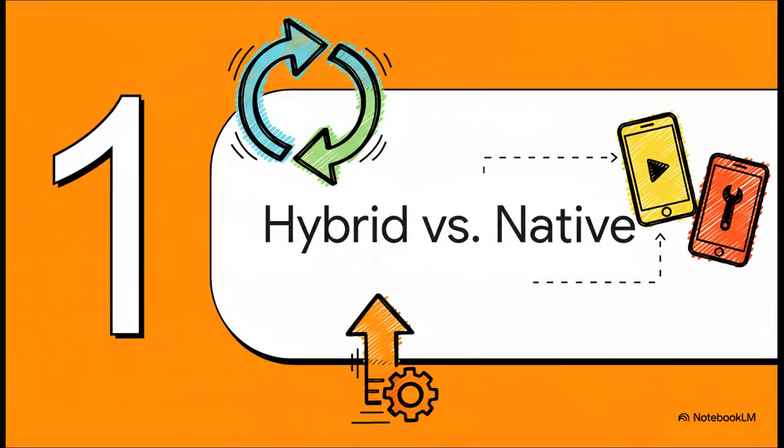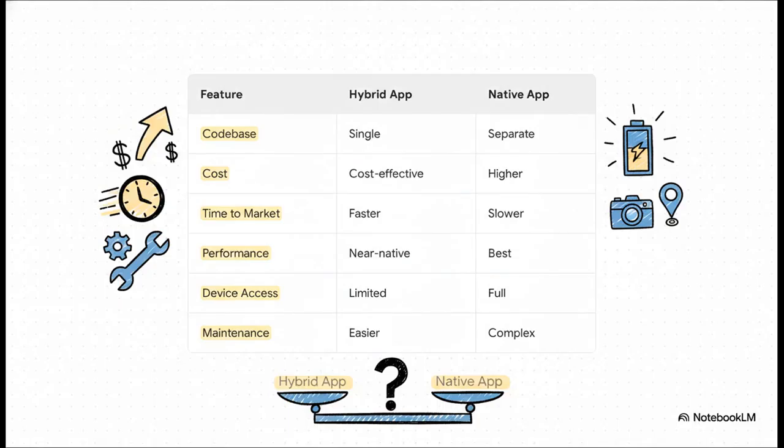All right, so let's really get into it. To see why hybrid is such a big deal, you've got to put it side by side with the traditional native approach. Let's have a showdown. Okay, now this table really lays it all out, doesn't it? It's all about trade-offs. You can see right away, hybrid apps totally win when it comes to cost, speed to market, and just making your life easier with maintenance.